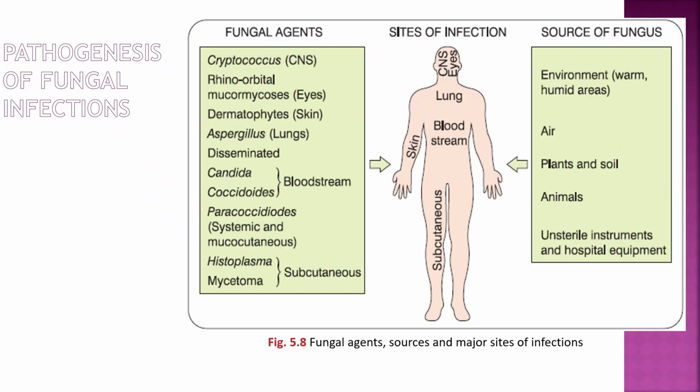Pathogenesis of fungal infection. Sources of fungus: environment, warm humid areas, air, plants and soil, animals, unsterile instruments and hospital equipment. Sites of infection: CNS, eyes, lungs, bloodstream, skin, subcutaneous tissue. The fungal agents cause disease according to the site of infection. Cryptococcus: CNS. Eyes: rhinoorbital mucormycosis. Skin: dermatophytosis. Lungs: aspergillosis. Bloodstream: disseminated candida. Coccidioides, Paracoccidioides: systemic and mucocutaneous. Subcutaneous: Histoplasma, mycetoma.